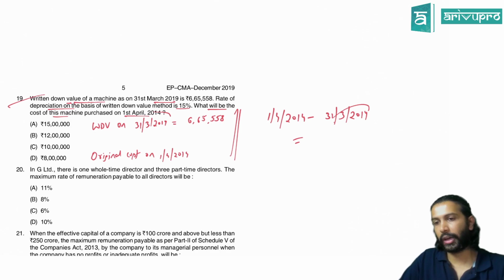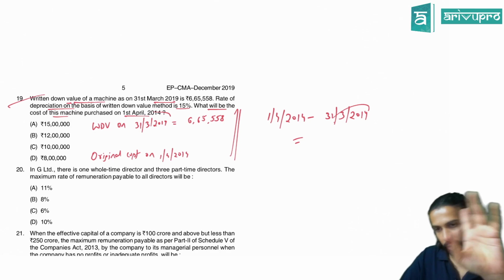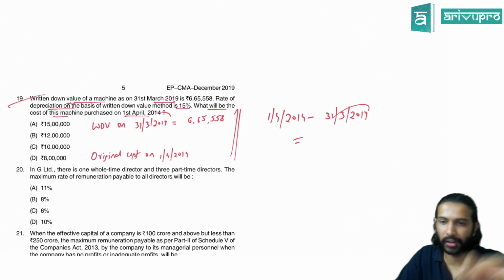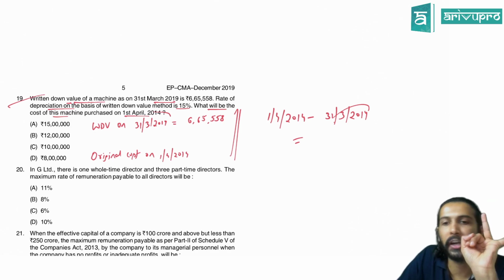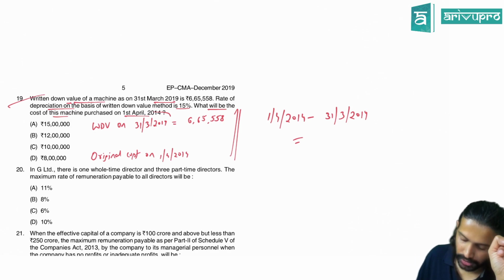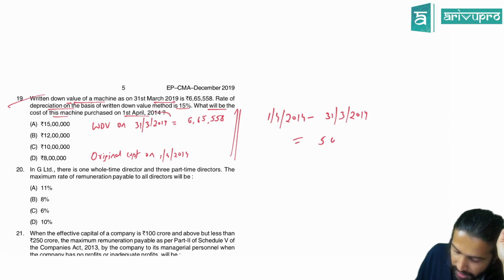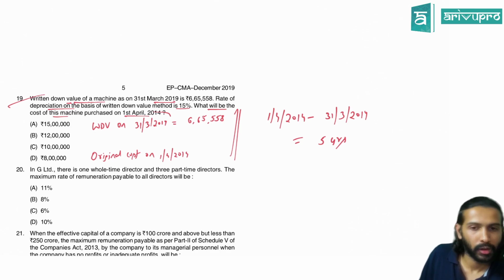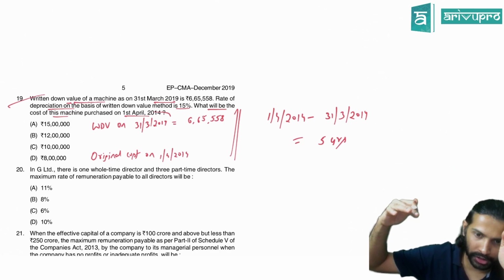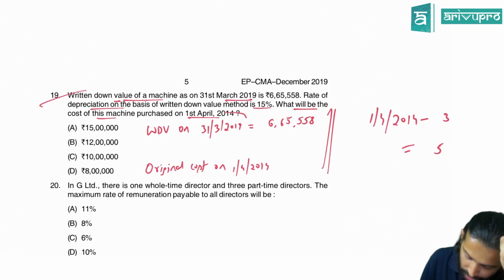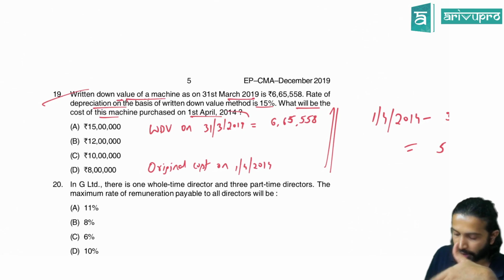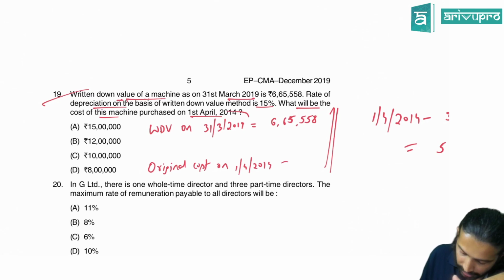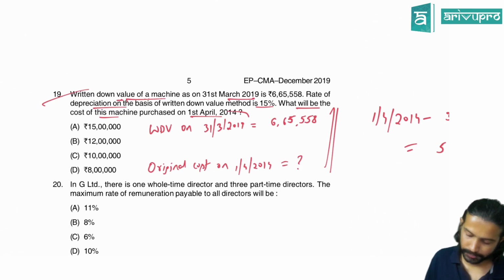1st April 2014 to 31st March 2015 is 1 year. 31st March 2016 is the 2nd year. 31st March 2017 is the 3rd year. 31st March 2018 is the 4th year. 31st March 2019 is the 5th year. So 5 years are over. You purchased the asset 5 years ago and have depreciated the asset. After depreciation, its WDV is this much, 6,65,558. They are asking you how much is the original cost.